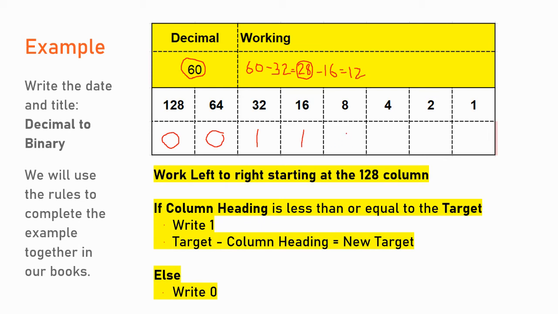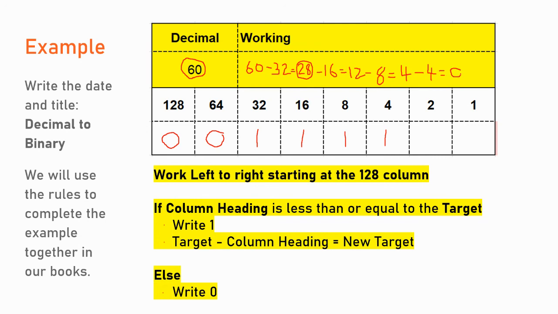Is 8 less than or equal to 12? Well, yes, it is. I write a 1 and I take that away as well, which gives me 4. In this instance, is our column heading 4 less than or equal to the target? Well, 4 is equal to 4, so I need to write a 1 again. So I write a 1 there and then take 4 away from 4. We all know that that's going to be 0, so that's when we know that our binary number is complete.